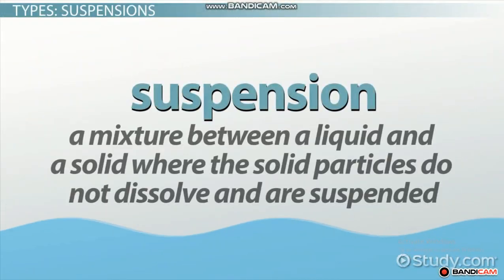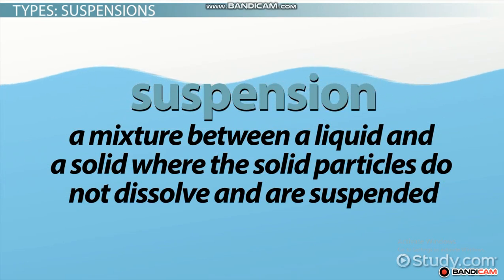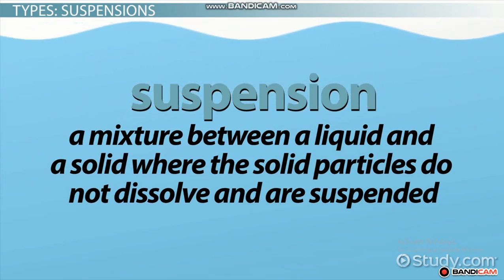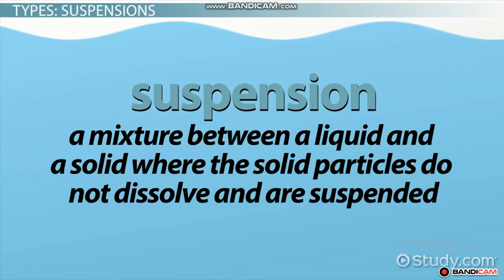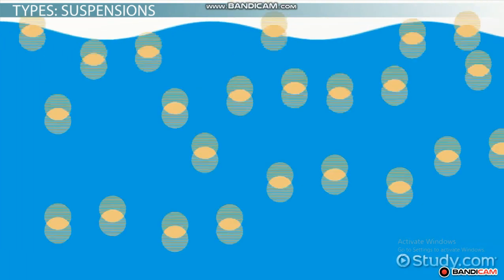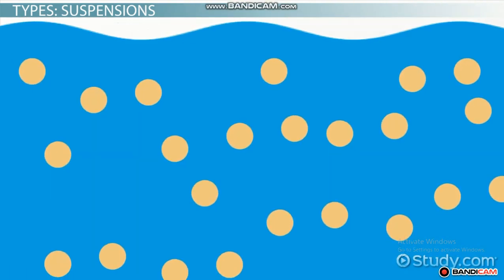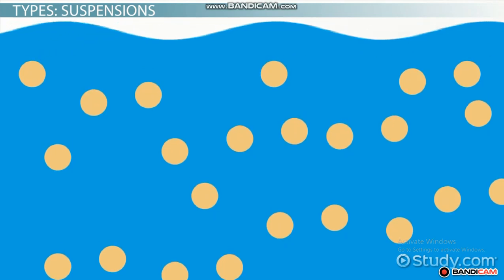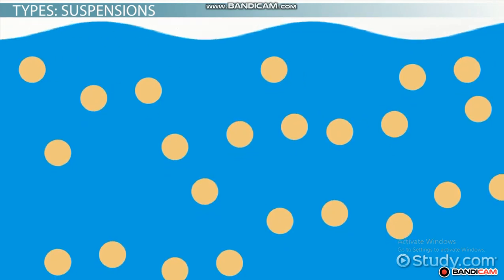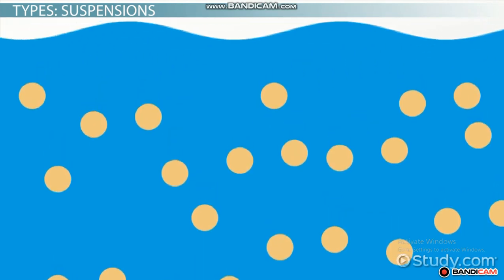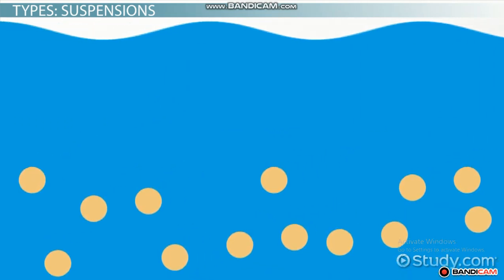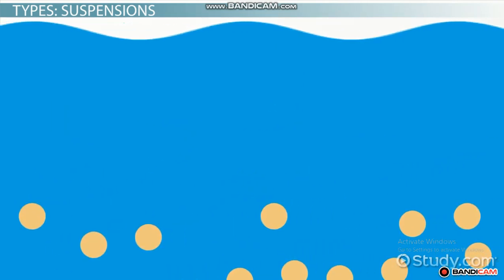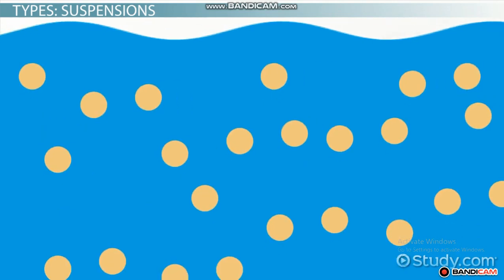A suspension is a mixture between a liquid and a solid, where the solid particles do not dissolve and are suspended, held up by the liquid. An example of a suspension would be sand and water. When you stir sand into the water, you can see the particles of sand floating, suspended in the water. After a while, the particles of sand settle to the bottom of the water, but they can be suspended in the water again by stirring the mixture back up.